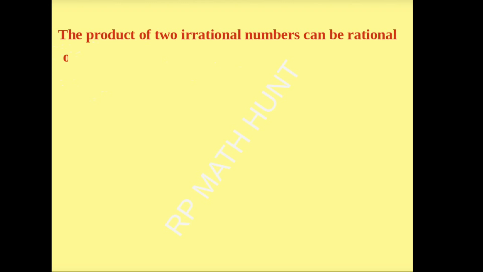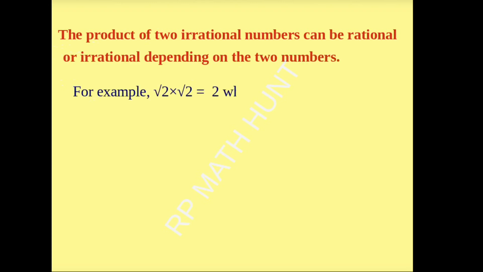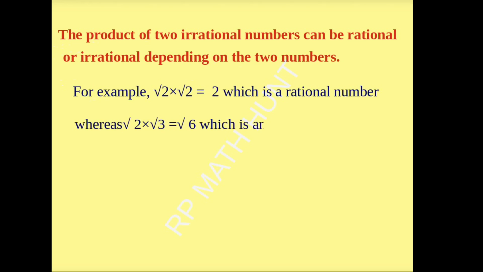The product of two irrational numbers can be rational or irrational depending on the two numbers. For example, root 2 into root 2 is 2, which is a rational number. Whereas root 2 into root 3 is equal to root 6, which is an irrational number.